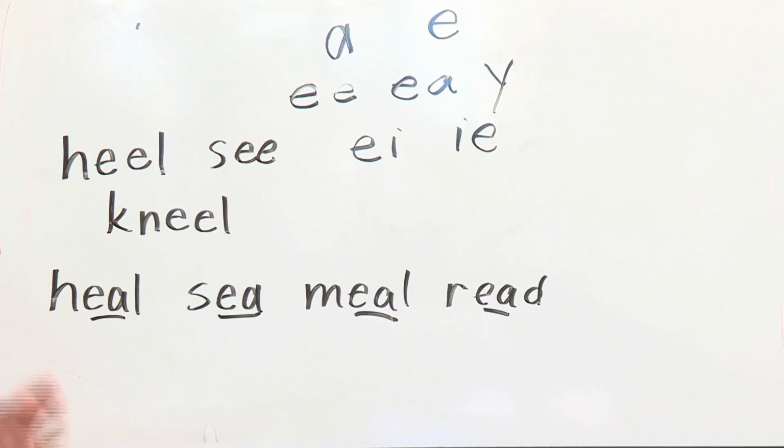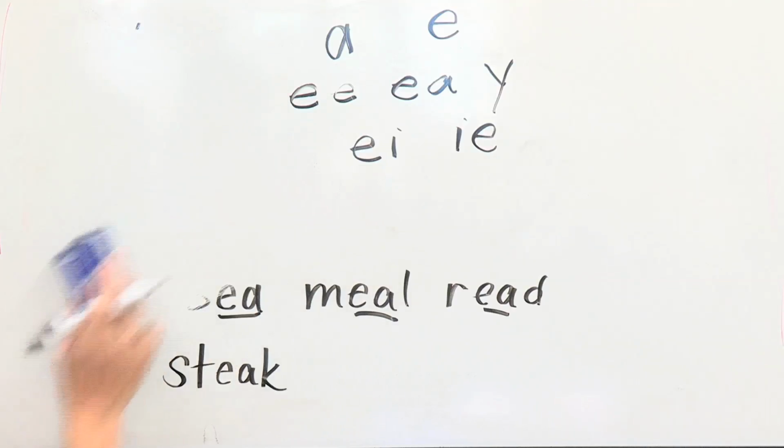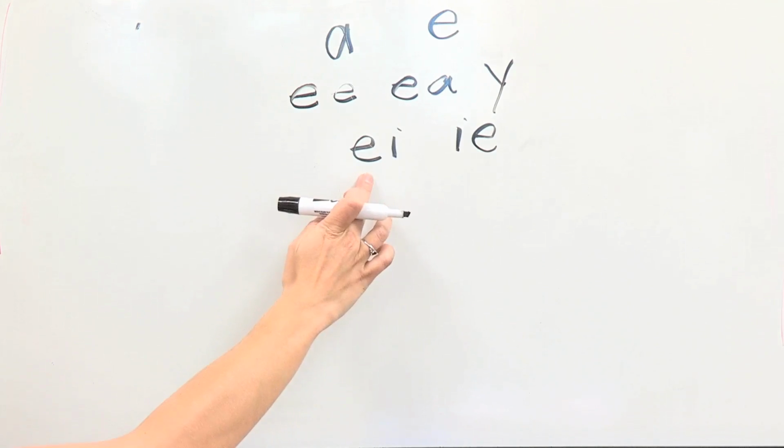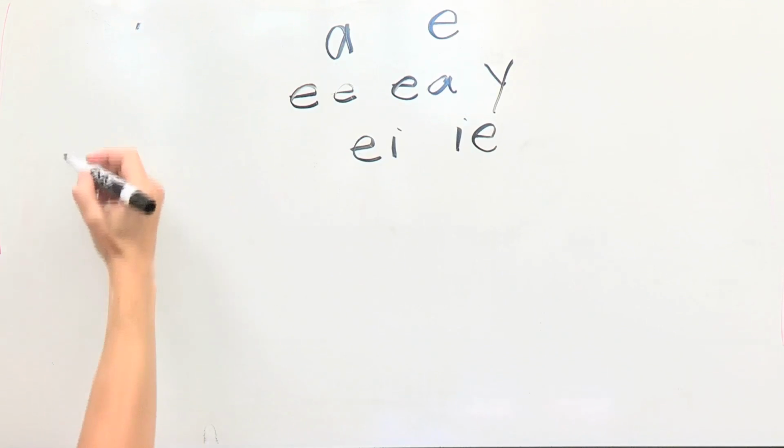All right. Now we do need to be careful though, because if you remember, EA from our very first lesson makes the short E sound, and it can also make the long A sound. All right, steak, steak. So EA has quite a few phonemes, so just be careful with that one. All right, so EI only makes the long E sound after the letter C.